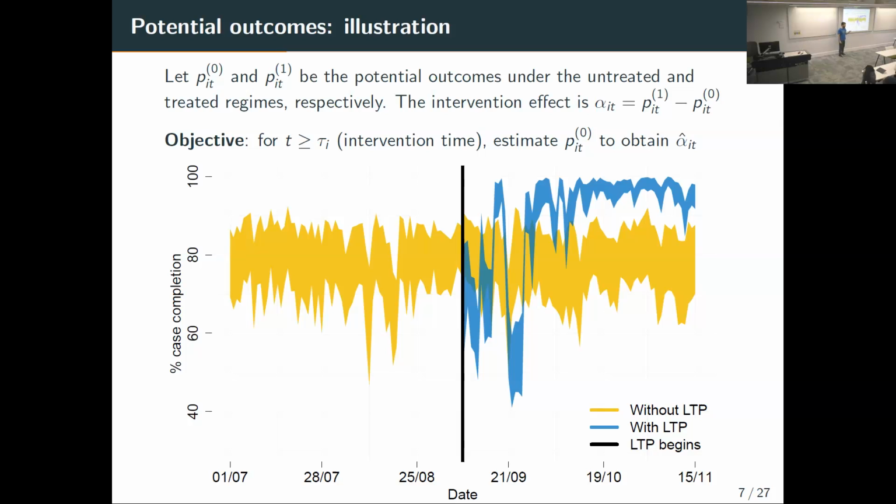If I can find a way to do that, then the effect that the intervention had is just the difference between the two. So here you see that under the treated regime, the case completion is higher than what it would have been in the untreated regime, which means that the intervention is effective, right? So the question is, how do I fill in this missing data here? And the answer is that I'll use the pre-treatment data, not just for this unit, but for all the units in the sample. And I'll try to make a model for this regime, extrapolate it in the post-intervention period for each unit, and calculate this difference. Yeah, I hope that makes sense.